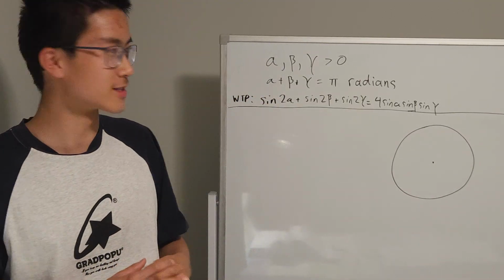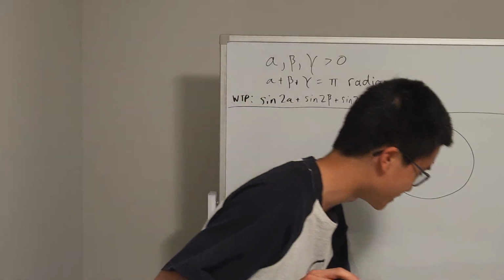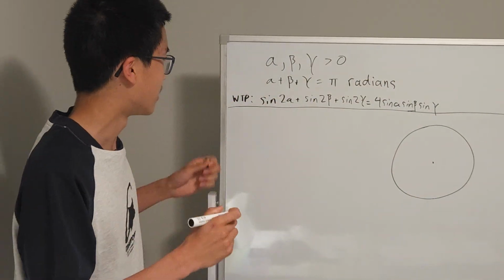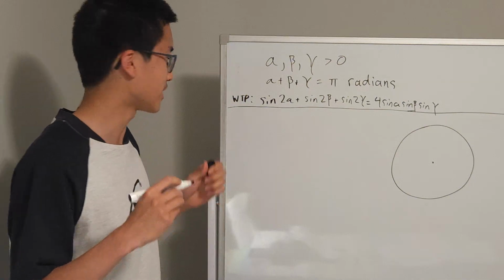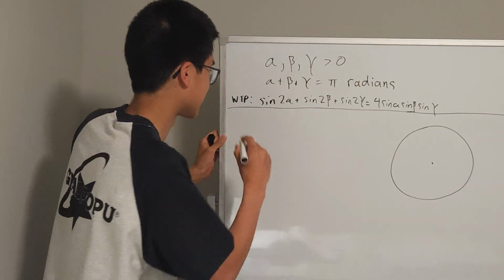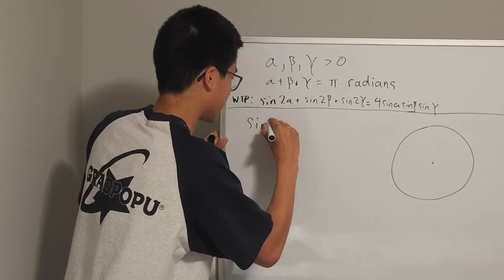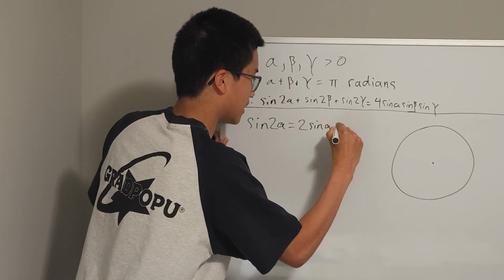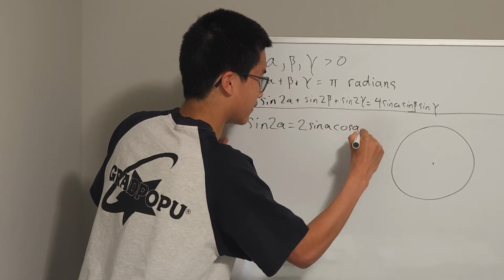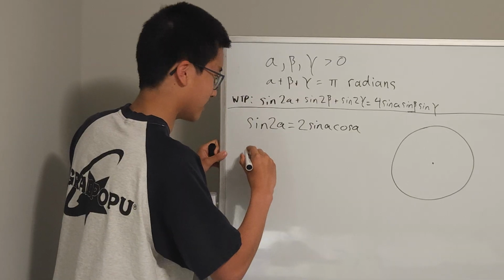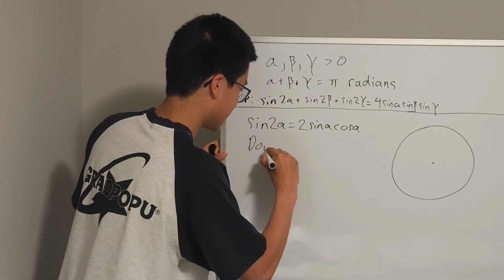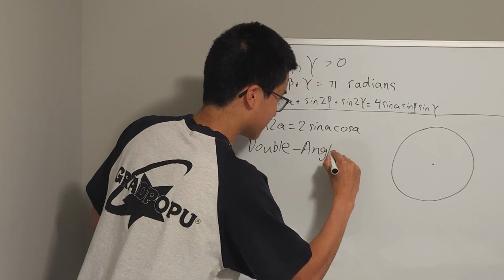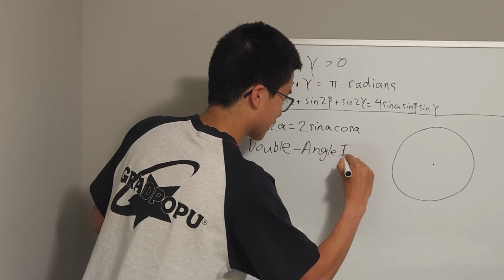So this is also another common IB identity that you'll learn in IB1. It's called the double angle formula. And what this is: sine 2 alpha equals 2 sine alpha times cosine alpha. Okay, so this is called the double angle identity. I'll write it here.